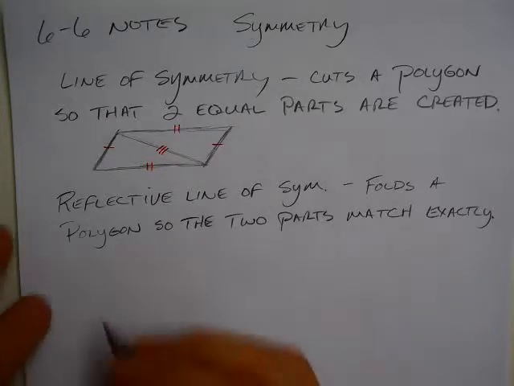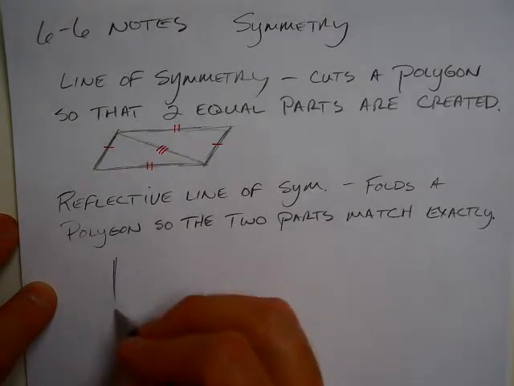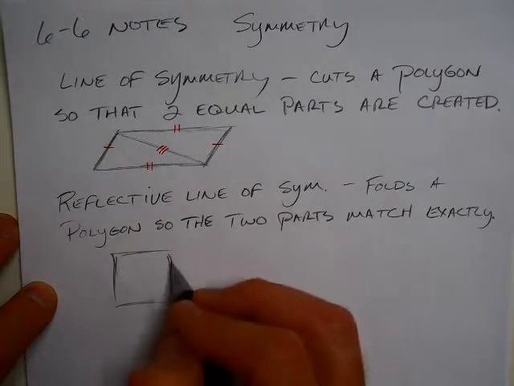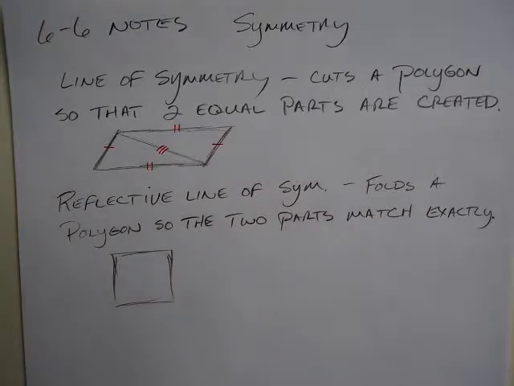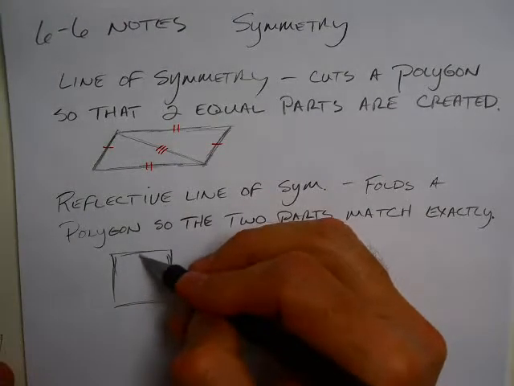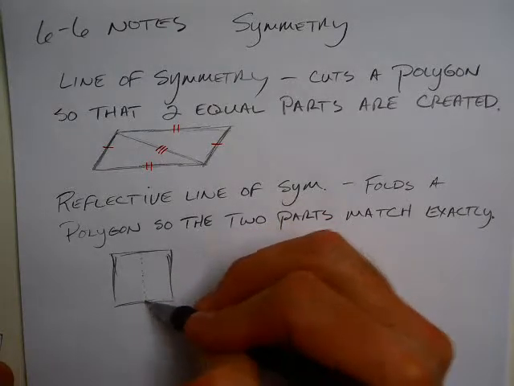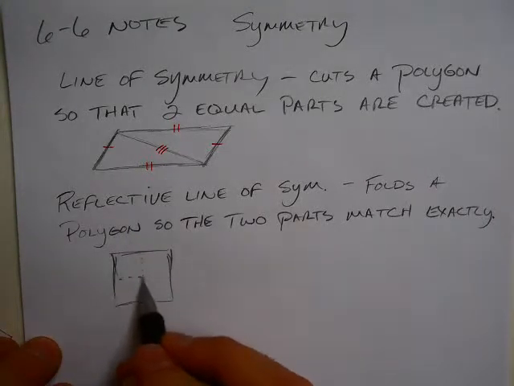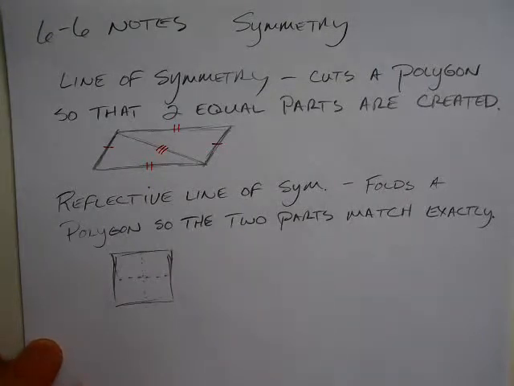A great example of that is a square. It has all sorts of reflective lines of symmetry. So here's my drawing of a square. And if I fold a square along this vertical axis, the two halves will fold in on themselves, right? I can also fold it along the horizontal axis, and they'll fold exactly onto themselves.